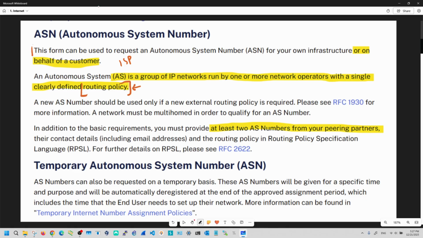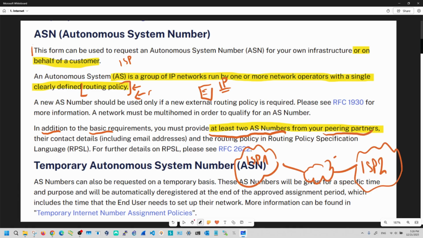Without an autonomous system number, if you are a casual user on the internet, or you just have some kind of virtual server with some cloud provider with a public IP address, you cannot enforce any routing policy if you do not have an autonomous system, because even if you have a public IP address, you're not really taking part in the internet. You're only using the internet or publishing a service on some public IP. In addition to the basic requirements, you must provide at least 2 autonomous system numbers from your peering partners. This means that you are peering with at least 2 other autonomous system numbers, for example, 2 internet service providers.